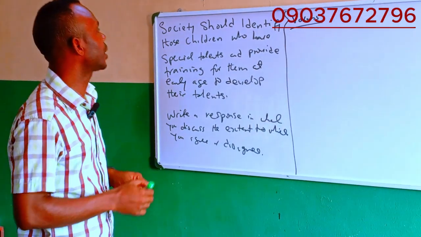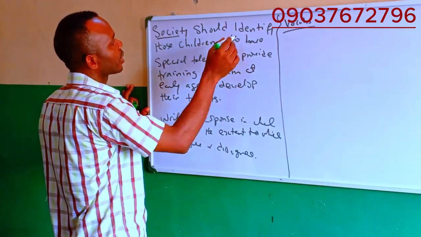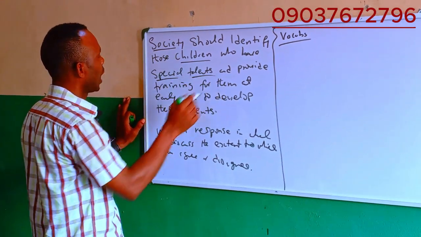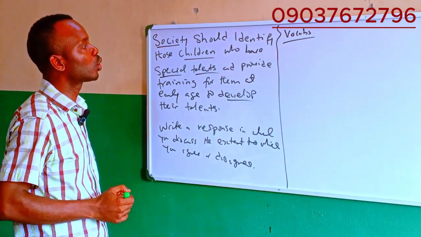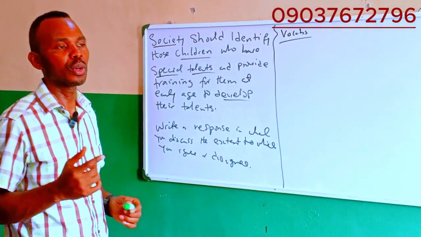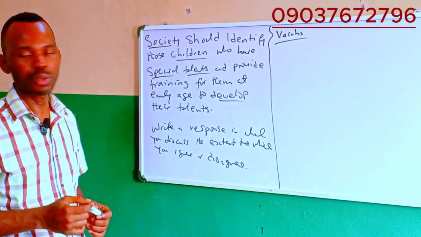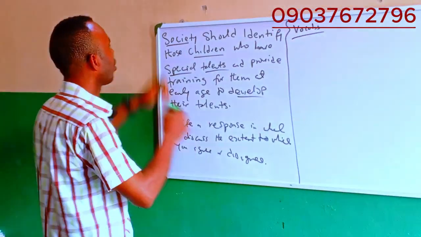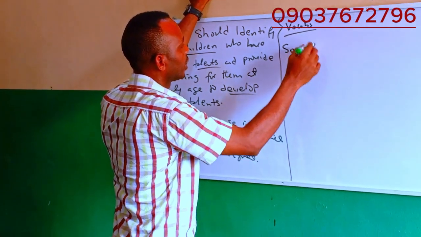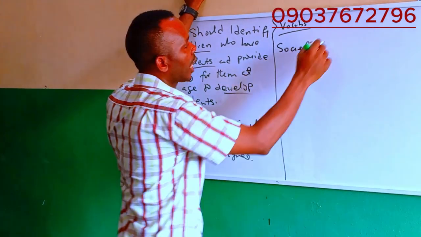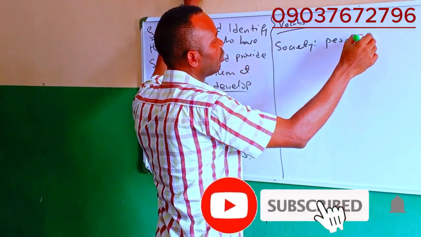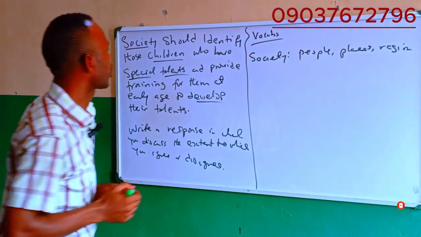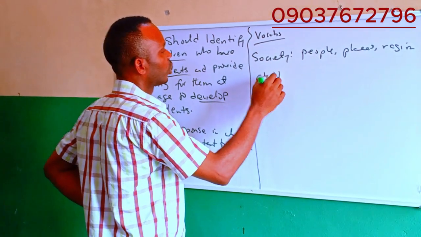Now, it means that you are going to identify some words that you need to look for their synonyms, not really look for. As you take the word, any synonym that comes to mind, you write it down. So you are going to pick out some keywords from the question. The first is society, right? So I may just write society, other words like people, maybe places, maybe region, etc. The next word I can see there is children.